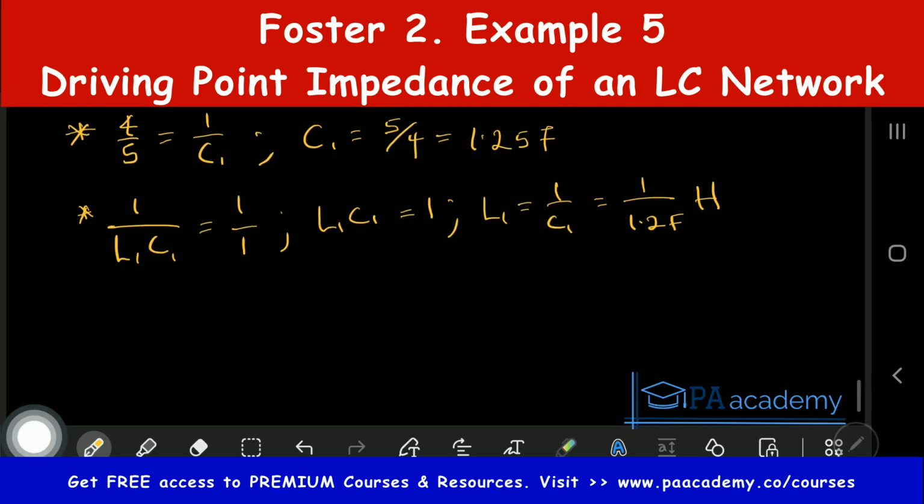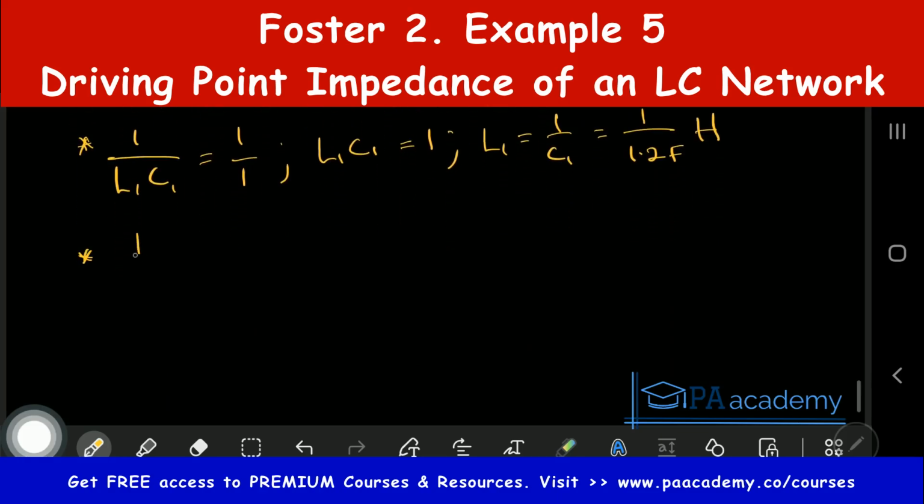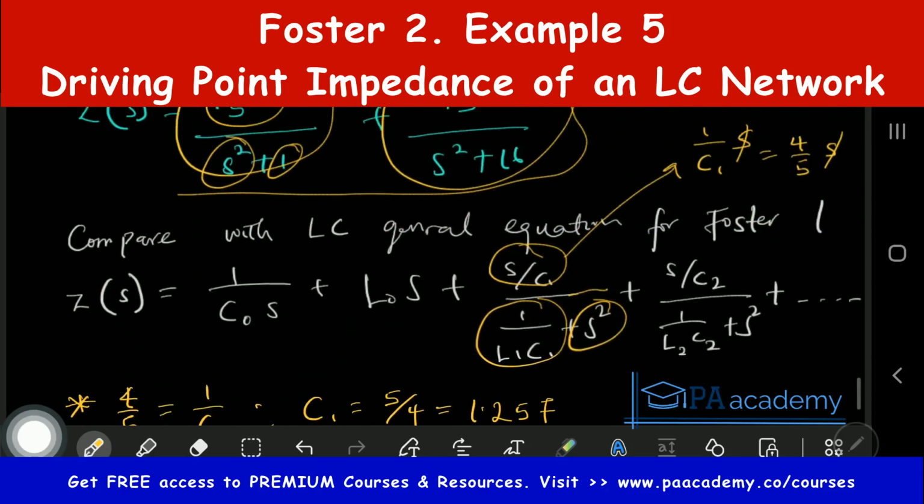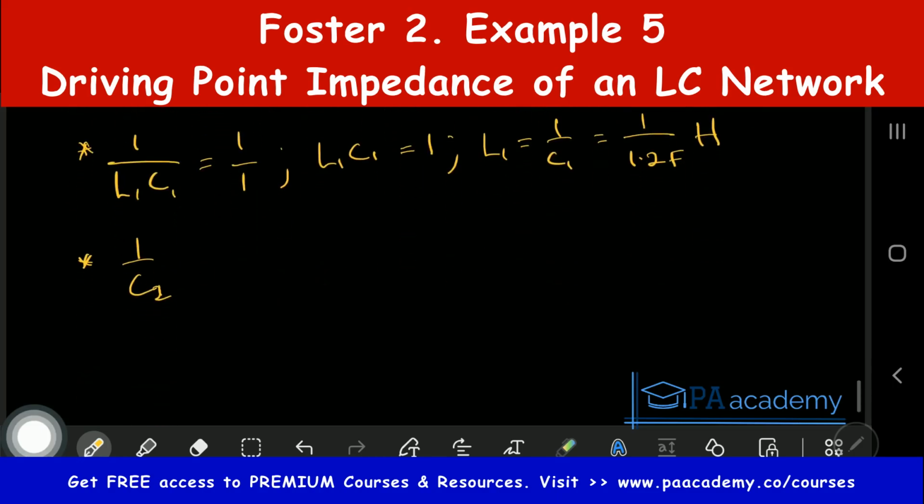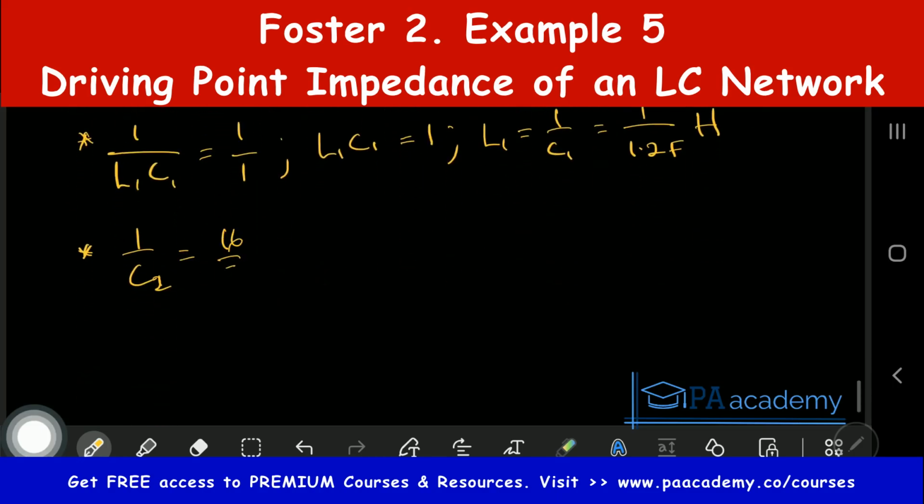All right, so we are going to be having 1 over C, and this time around it's going to be C2. So 1 over C2 is equal to 16 over 5. It's also 16 over 5. So with that, our C2 will be 5 over 16 farad.